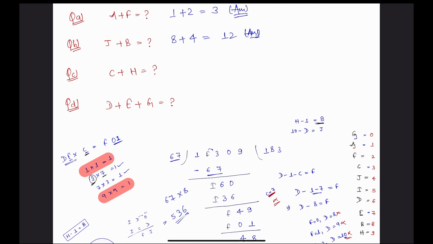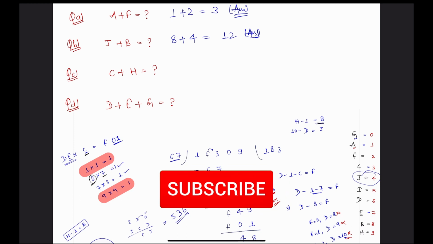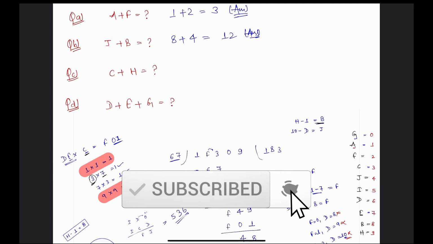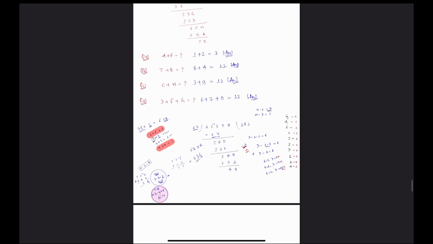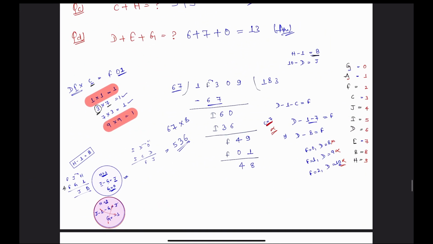J is 4 and B is 8. Correct. C plus H: C is 3, H is 9, 3 plus 9 is 12. Answer. D plus E plus G: D is 6, E is 7, G is 0, so 13. That's all. It took so much time, but all we need to do is find the point where we can attack first.